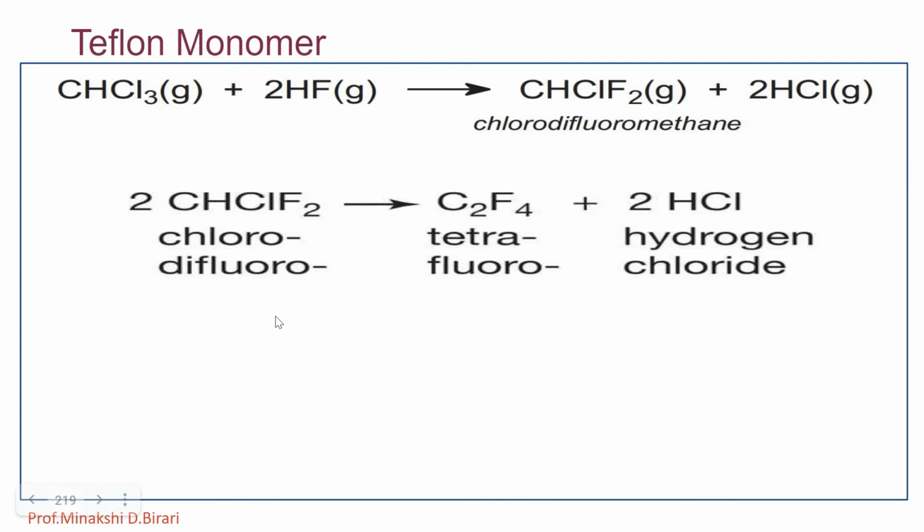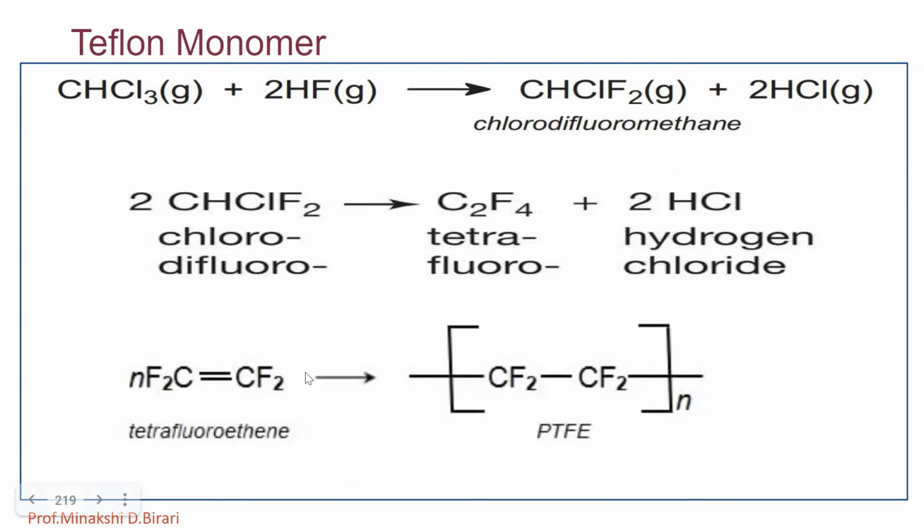Chlorodifluoromethane further on heating at 600 to 500 degrees Celsius gives tetrafluoroethylene, which is nothing but the monomer. And the tetrafluoroethylene monomer combines or undergoes polymerization to form the polymer, that is polytetrafluoroethylene. The polymerization is carried out with redox initiators such as H2O2 and FeSO4. So these are the reactions by which Teflon monomer can be prepared.